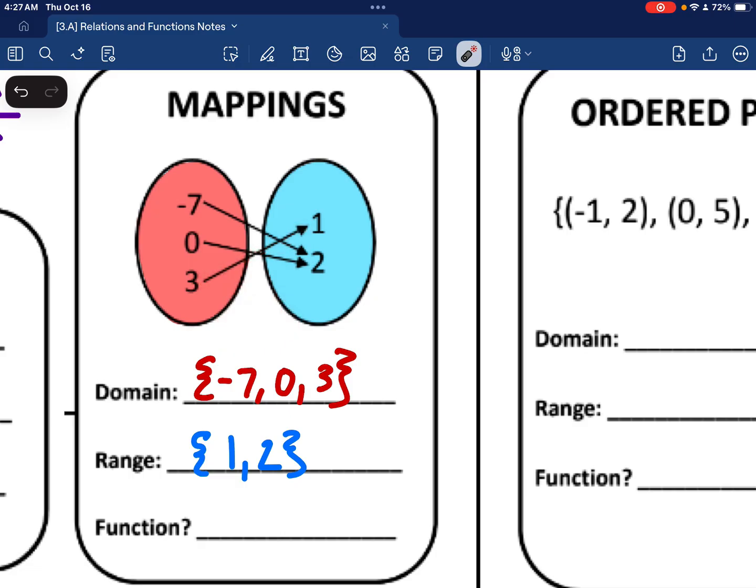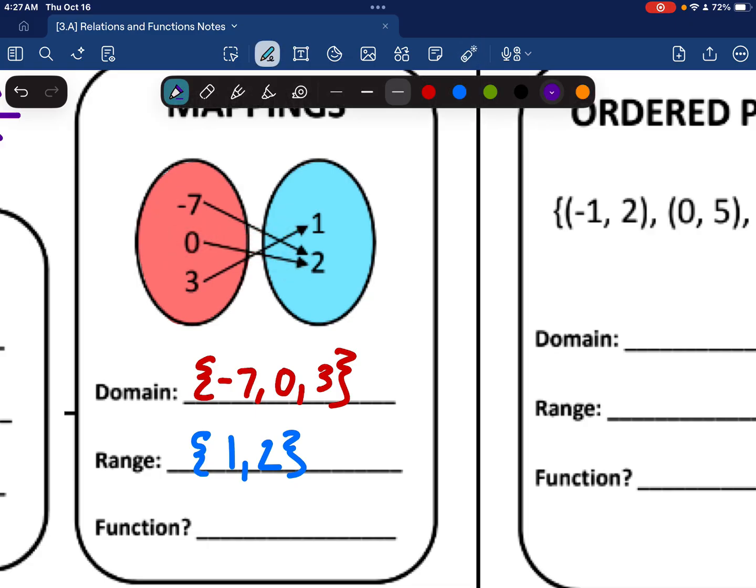Okay. Now is this a function? So we're looking at these x values and making sure they only have one partner. So -7 is only married to 2. 0 is only married to 2. It's okay if they're married to the same number. We don't care if y is repeated. We just care that these guys have a relation with only one number. Something that would make this not a function, say for example this 0 had 2 arrows leaving it. This would create not a function. But right now, it is a function.